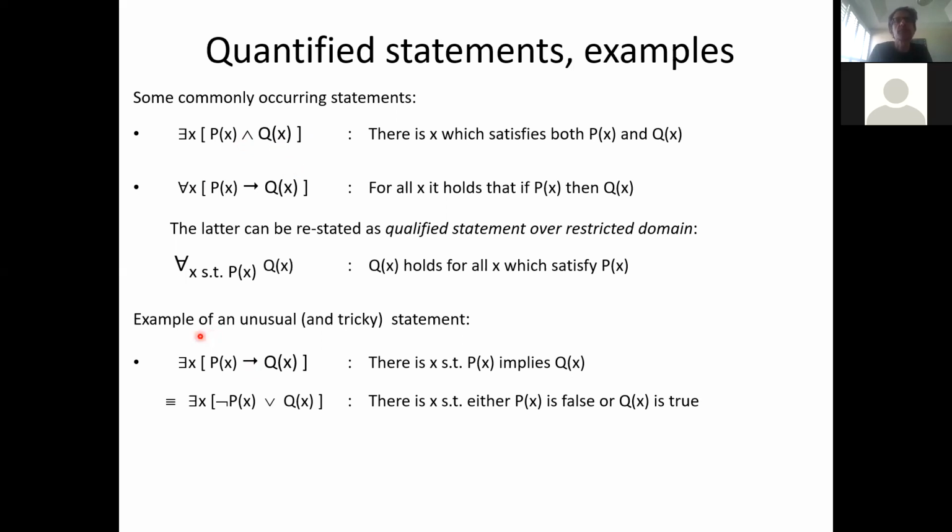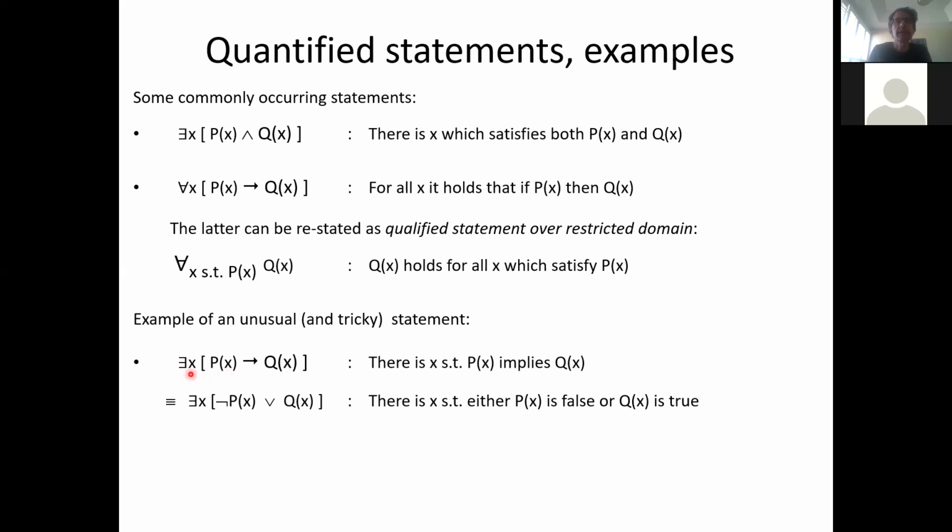Here's an example of an unusual, tricky statement, which a normal person should not say in usual circumstances, except to test your understanding of predicate statements and how to evaluate truth or falsity of a predicate statement. In other words, on homework and as examples in the book and on the test. So there exists an x such that P of x implies Q of x.